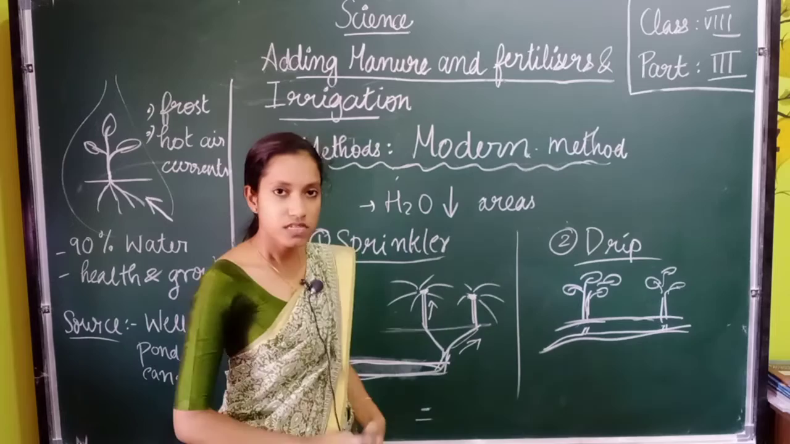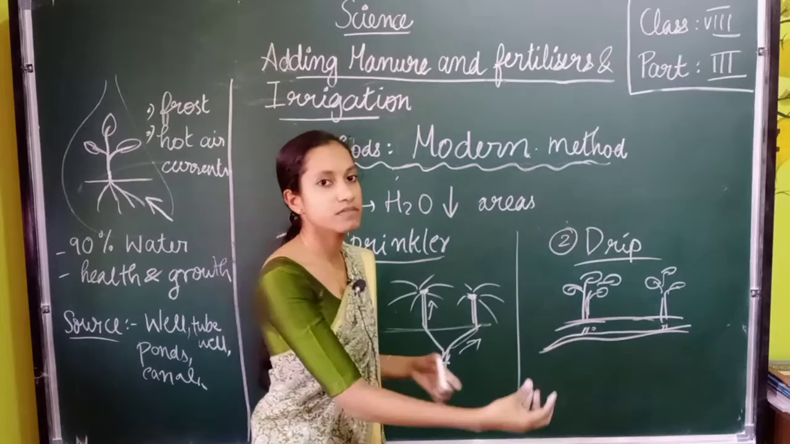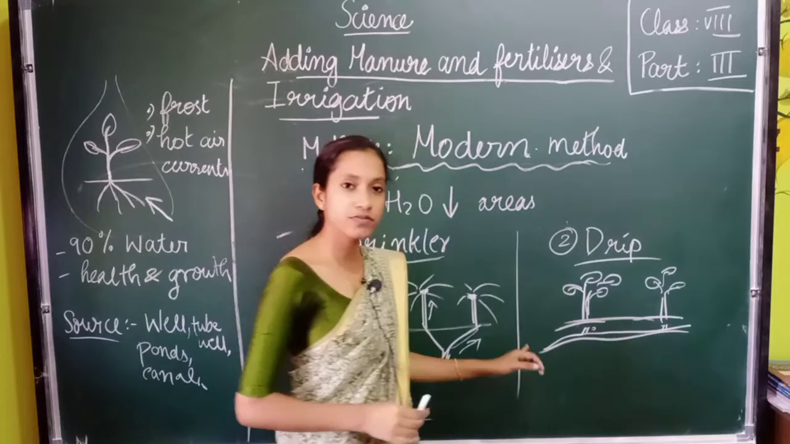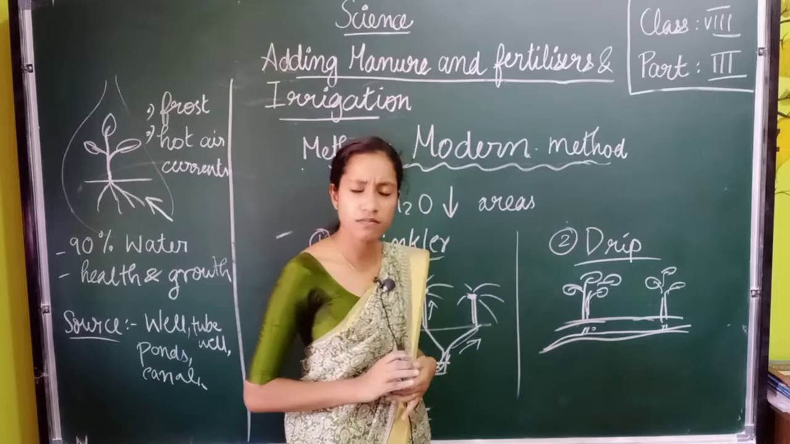So continuously water will fall onto the ground in the form of drops. Water will be dripping from these pipes, falling as drops continuously near the roots of these plants. Understood? So that is what is happening in drip irrigation. This is a very useful system of irrigation.